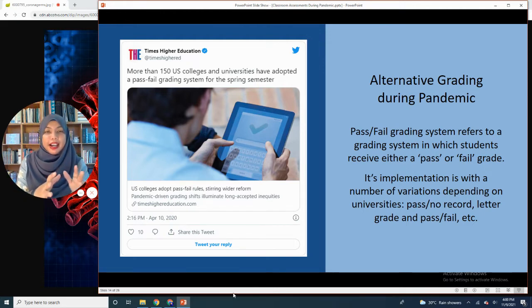If you have submitted all your assignments and your work enables you to somehow qualify the minimum standards of passing, then you will get a pass. However, if you do not submit any of the assignments, then you will get a fail. That is basically what pass-fail grading system is about. However, its implementation has been carried out with a lot of variations.